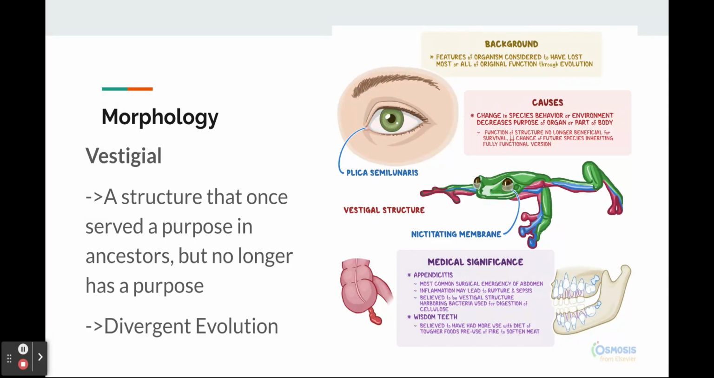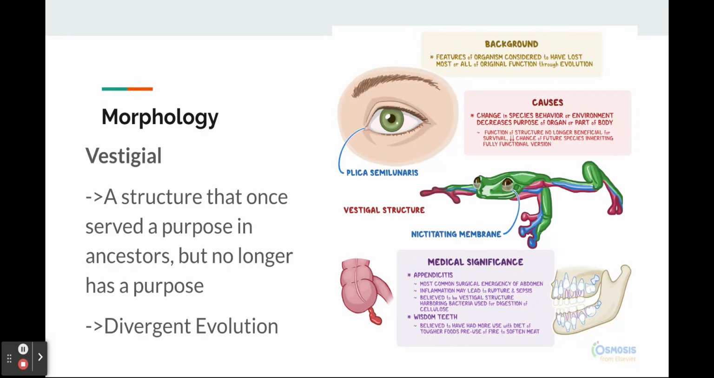Then we have one of our types of evidences for evolution that you guys wanted me to go through, which was our different forms of morphology. So we have 3 different structures that we talked about. We have vestigial, analogous, and homologous. Here we have our vestigial structures. This is a structure that once served a purpose in our evolutionary ancestors, but no longer has a purpose. And this is evidence for divergent evolution, right?